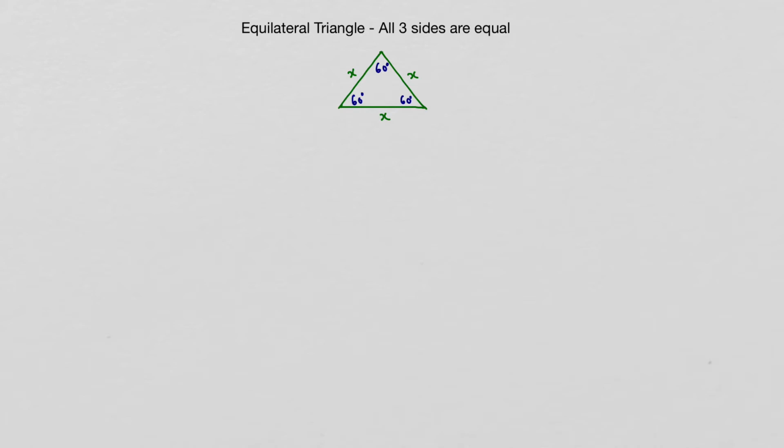Okay, and then the last type of triangle is called an isosceles triangle. Okay, and an isosceles triangle is a triangle where two sides are equal, and it would look like this. Okay, so here's an example where this side of the triangle has a length of x, this side of the triangle has the same length, which is also x, and then the base, or the third side, has a length of y.